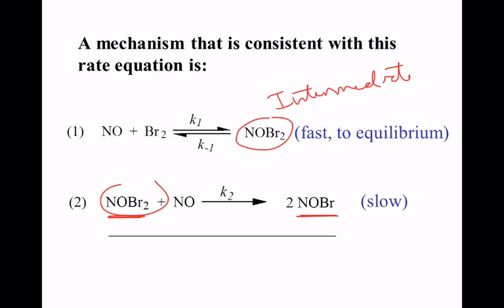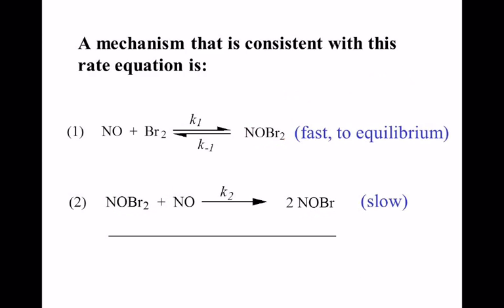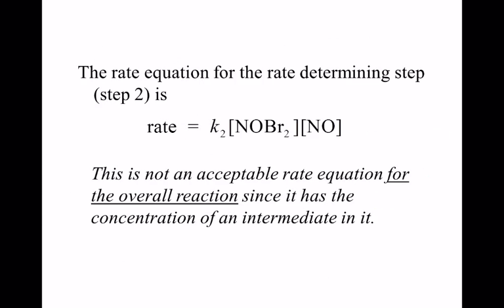So what we've been talking about is basically looking at this one and writing a rate law expression. And we're going to go ahead and do that. But we're going to see that our rate law expression is going to have NOBr2 in it. So it's going to be K times NOBr2 raised to the first power times NO raised to the first power is equal to rate. Okay? That's not going to work for us.